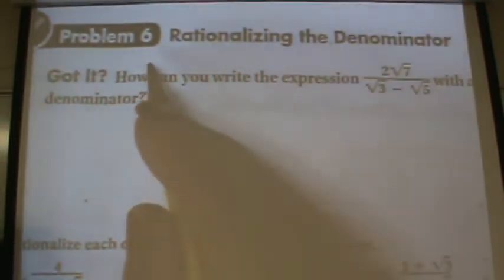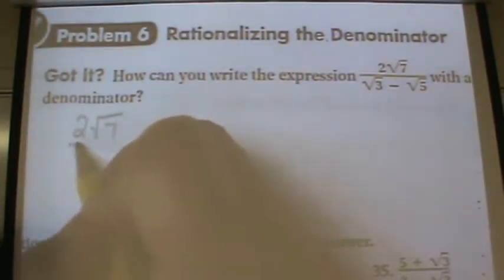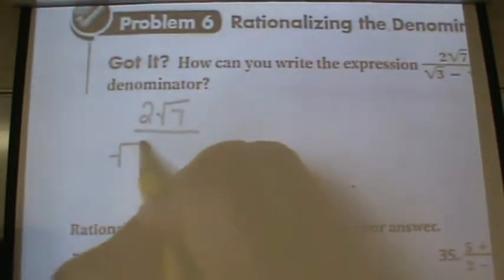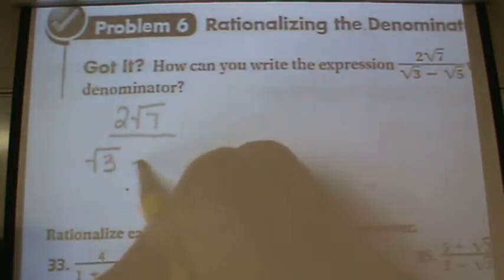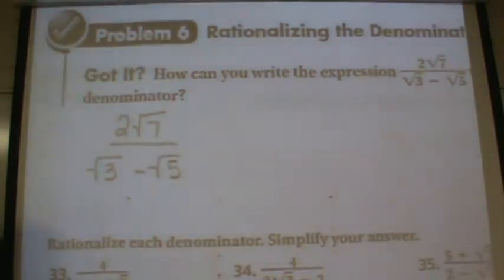I'm on example 6. So I have 2 root 7 over root 3 minus root 5. Square root of 3 plus square root of 5. Thank you. What is that called? It's called the, what is it? Conjugate. Good. Conjugate.